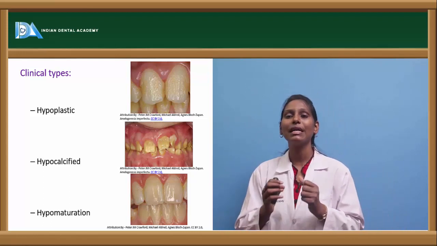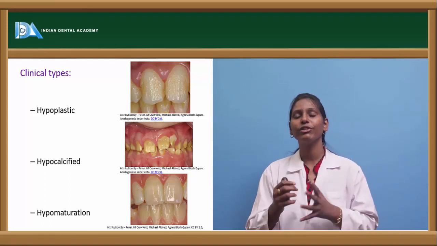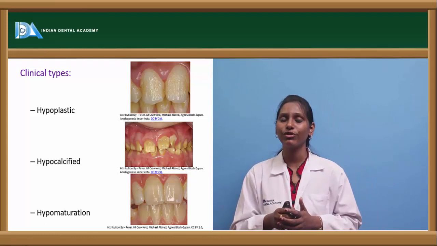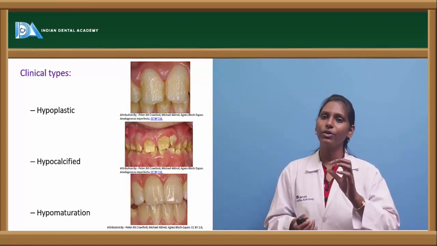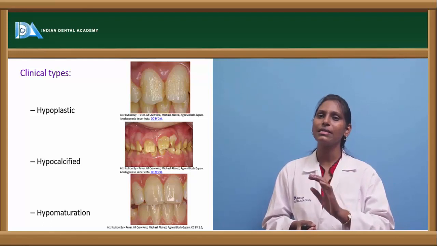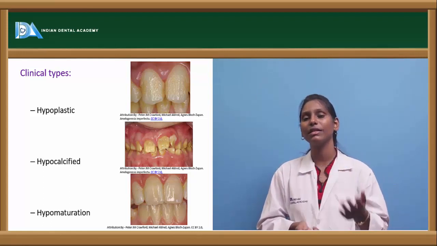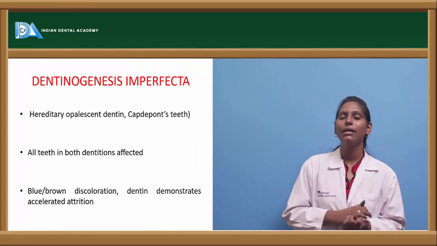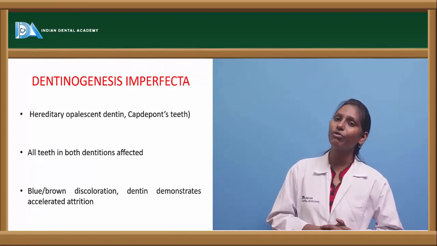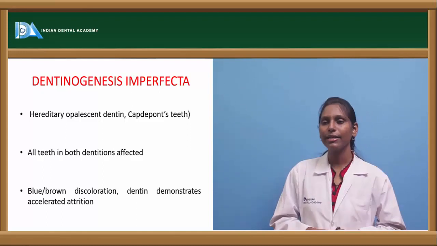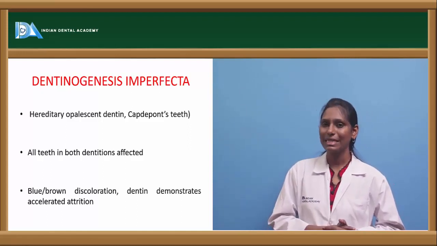Here we see the morphology of the tooth can be slightly altered in case of your hypomaturation type. In hypoplastic type, the enamel is usually slightly softer in consistency when compared to the other variants. And then dentinogenesis imperfecta, it is a condition of hereditary opalescent dentin, also called Capdepont's teeth.